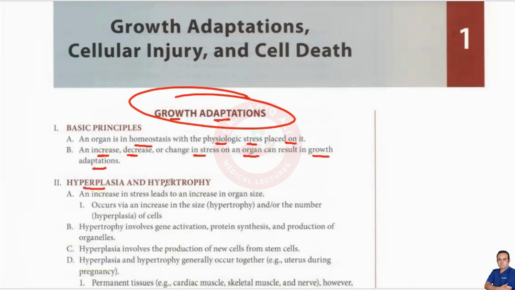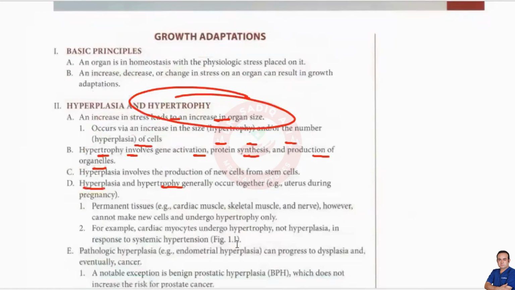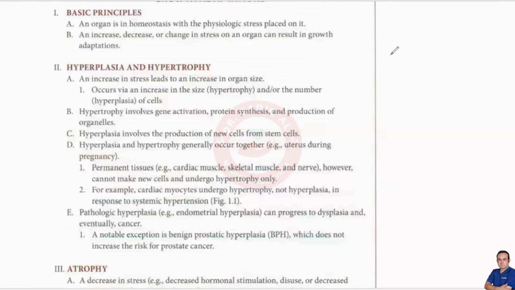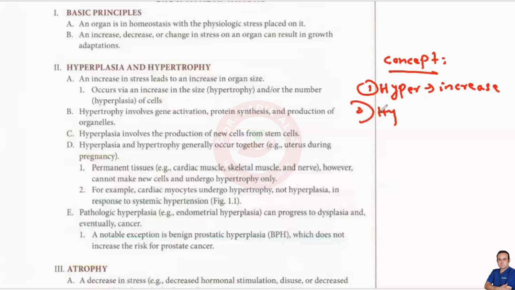In that we should start first with hyperplasia and hypertrophy. Now, let me discuss something special about hypertrophy and hyperplasia that makes it very easy to understand. Now, focus here. The basic concept: hyper is the word used for increase. Hyper means increase. Now, if we use the word hypo, hypo means decrease. So hyper is increase and hypo is decrease.